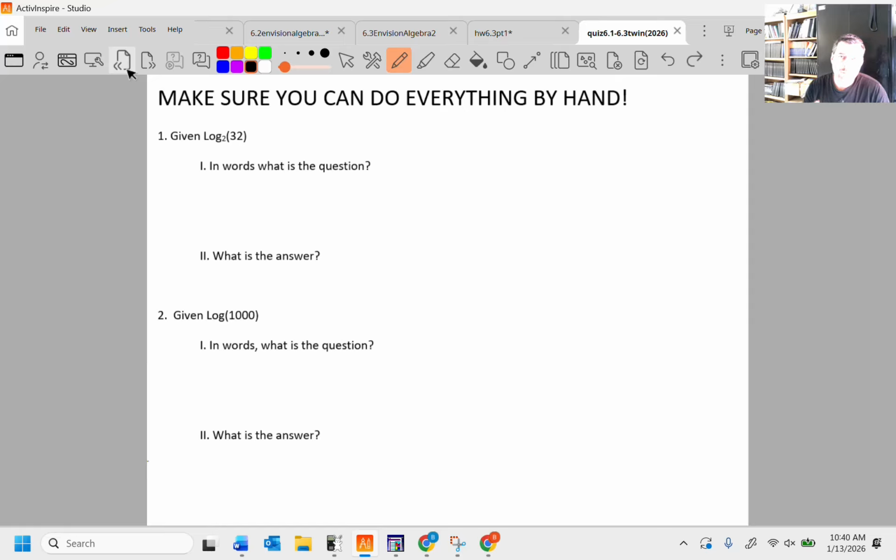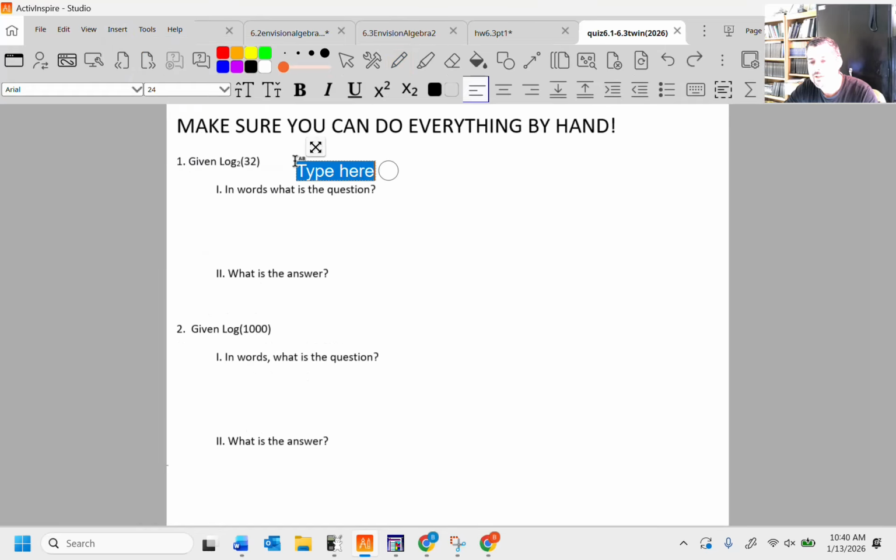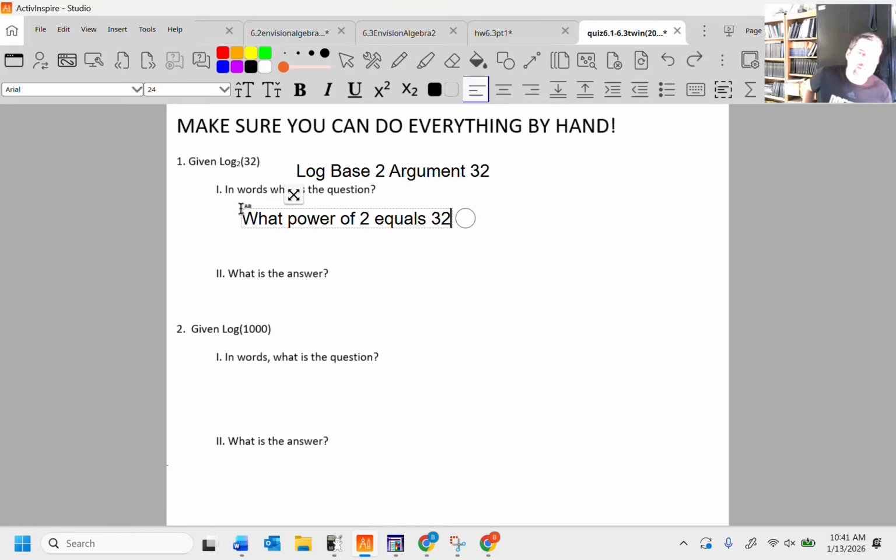Given log base 2. See how I read that? I read that as log base 2. And I usually say in class, argument 32. Now, what's it asking? The question is, the base is 2, so what power of 2 equals 32? And you're supposed to be able to figure that out in your head, right? It's not a hard question.